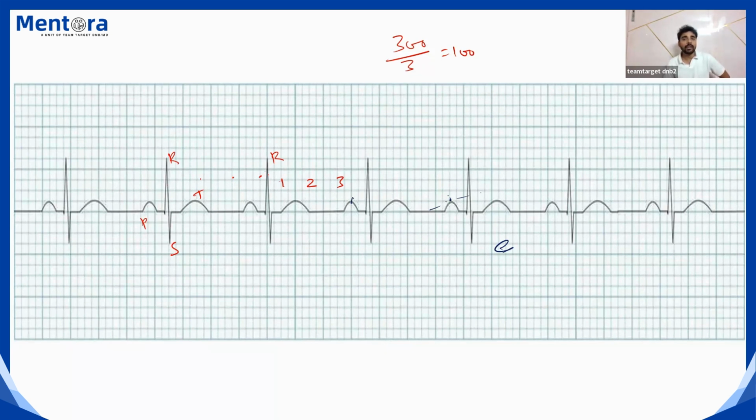And the second thing is regular or irregular. How will you say regular or irregular? Again, you calculate the boxes between two R waves. These two R waves contain 1, 2, and 3 boxes, and again this also contains 1, 2, and 3. If every time it is the same number of boxes between two R waves, then you can say it's a regular rhythm. If a different number of boxes is between two R waves, then you can say it is irregular. Simple. This is again one basic step.